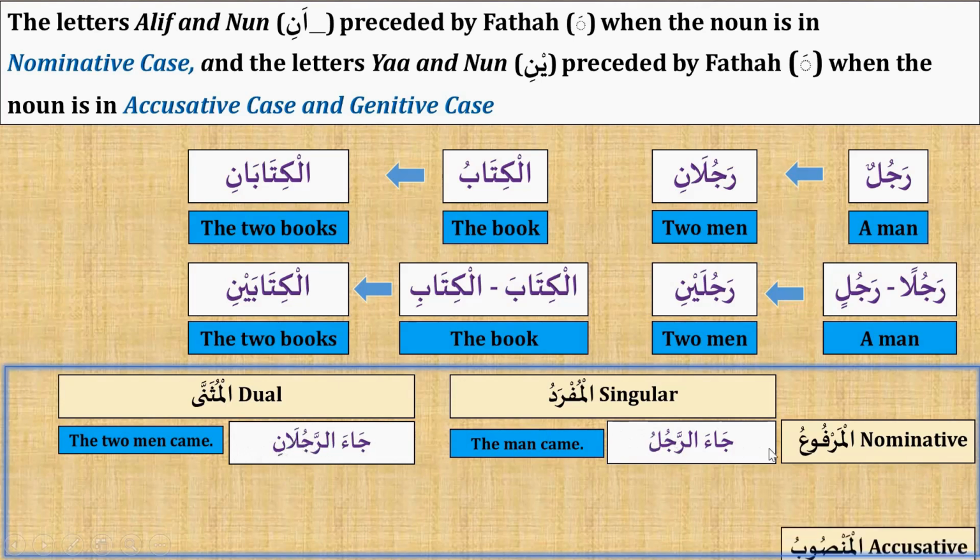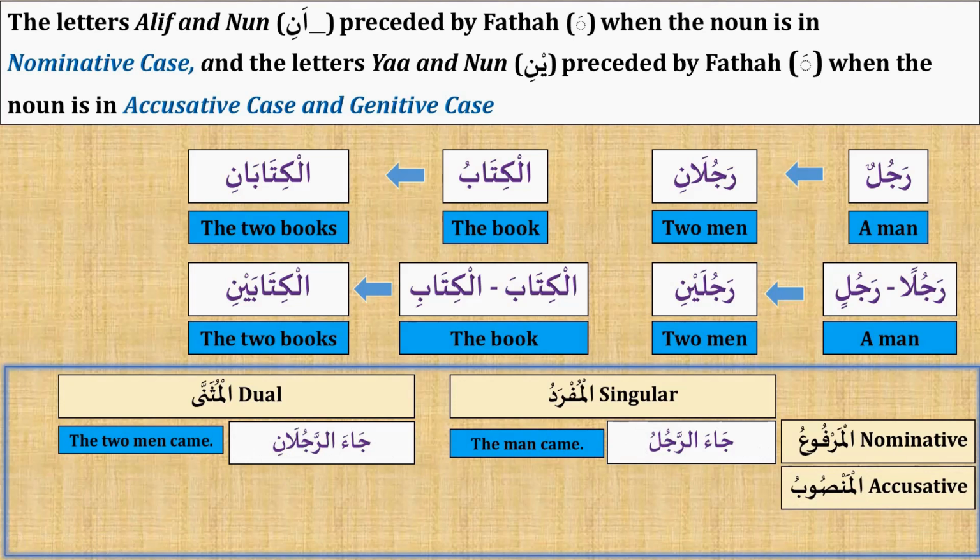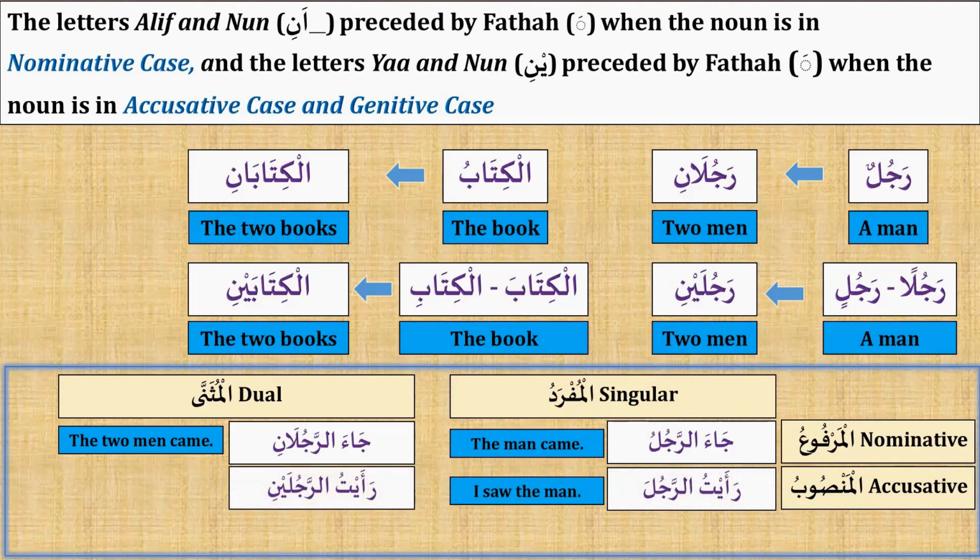The next case is accusative case. Al-Mansub accusative case. رأيت الرجل, I saw the man. The noun ends with fatha. When it is dual, رأيت الرجلين, I saw the two men. When the noun ends with fatha, it must end with ya and nun in dual form.